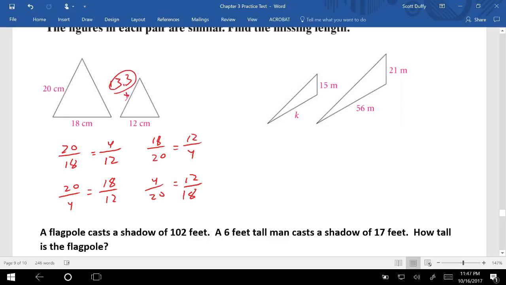Same thing on this one. I can say 15 over k equals 21 over 56. Cross multiply and divide. And I get 36.4.